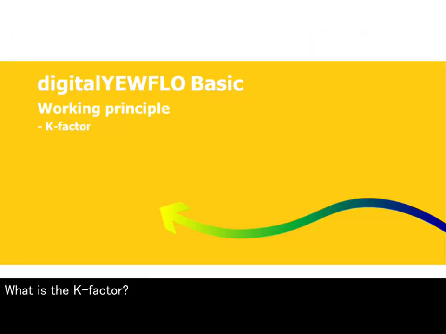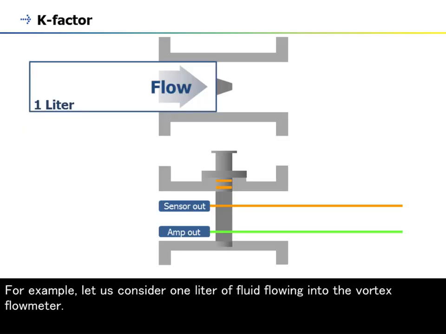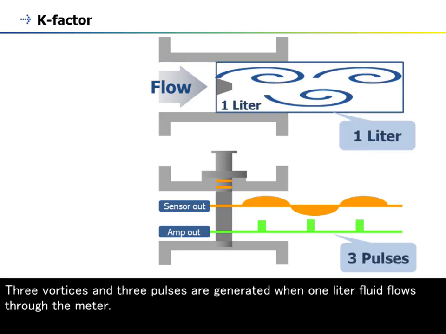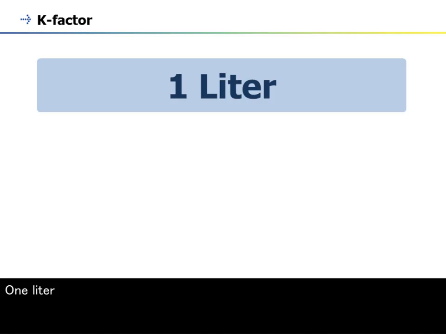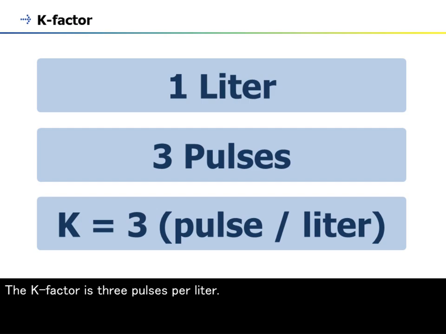What is the K factor? The K factor of the vortex flowmeter is the number of pulses generated per unit volume. For example, let us consider 1 liter of fluid flowing into the vortex flowmeter. 3 vortices and 3 pulses are generated when 1 liter of fluid flows through the meter. The K factor is calculated as shown: 3 pulses per 1 liter. The K factor is 3 pulses per liter.